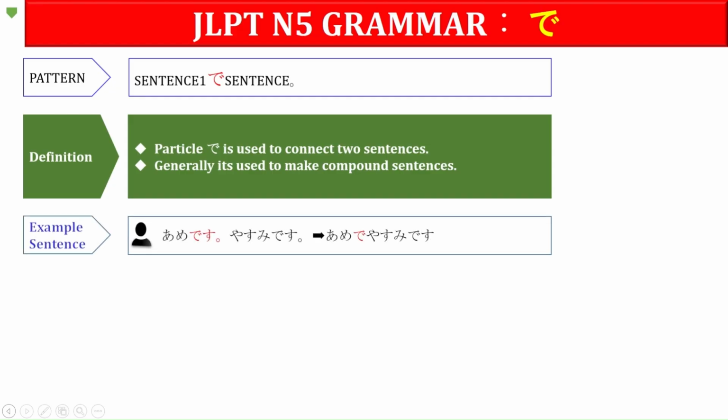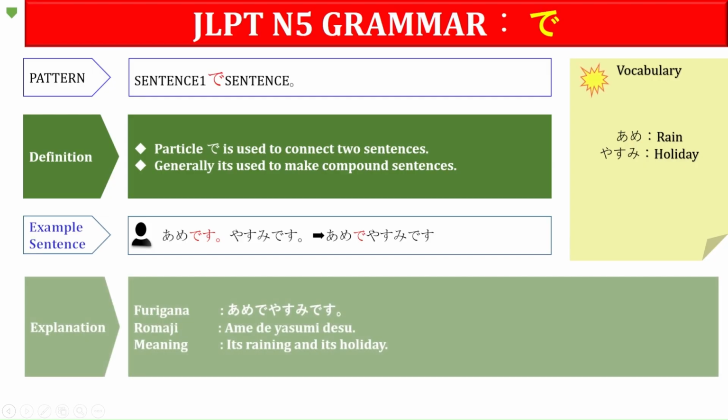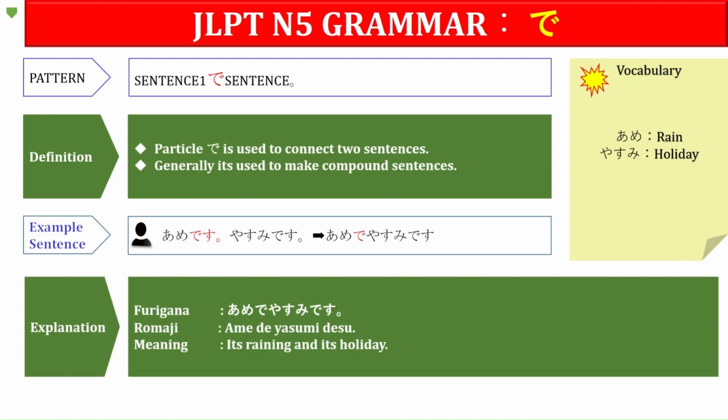Let's see an example sentence. Ame desu is one sentence. Yasumi desu is another sentence. Look into the vocabulary. Ame means rain. Yasumi means holiday. So, if you use the de particle between these two sentences, you can easily make them into a single one, which is ame de yasumi desu. You cut off the desu at the end of the first sentence and replace it with de so that it becomes a compound sentence. Ame de yasumi desu means it's raining and it's a holiday.